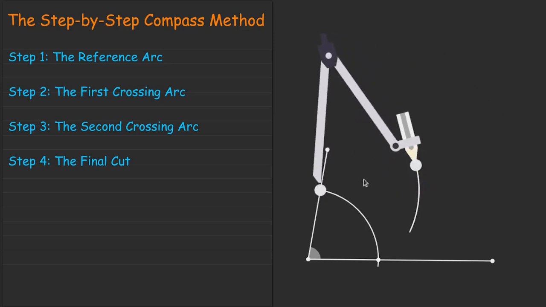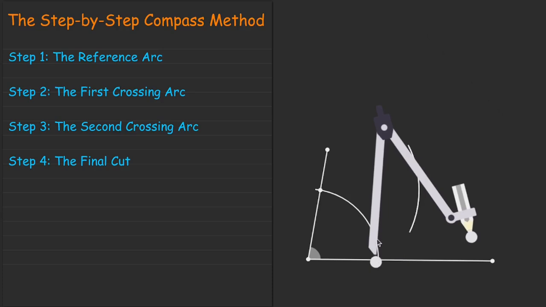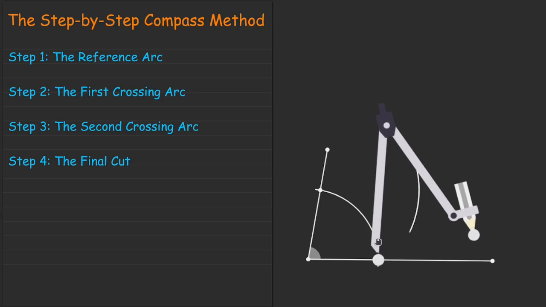Now with this same opening, you move your compass to the other point of intersection. You see? Then we draw another arc. We draw another crossing arc.